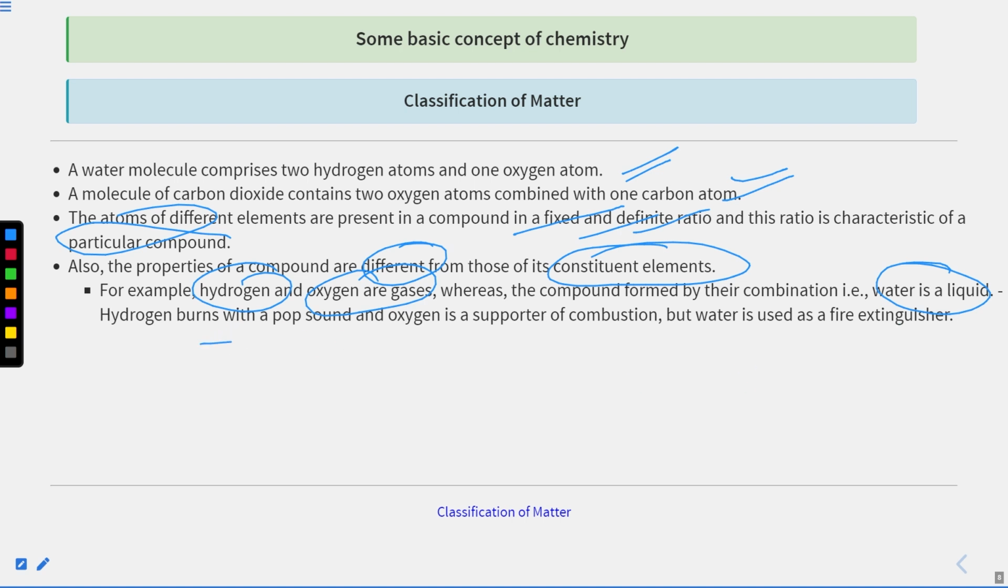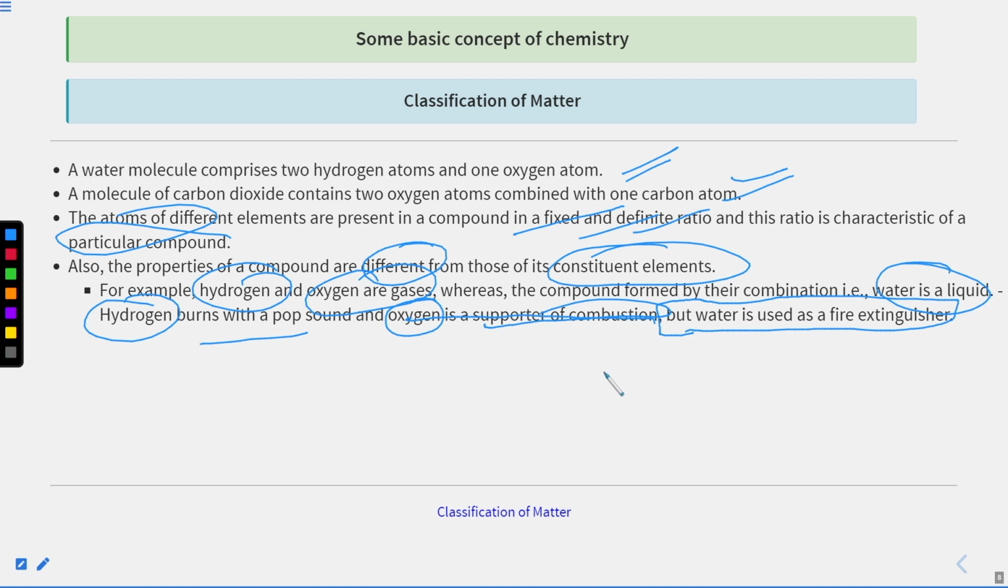Now, hydrogen burns with a pop sound and oxygen is a supporter of combustion, but water is a fire extinguisher. So if I talk about physical and chemical properties, suppose we expose hydrogen to fire, then it will burn with a pop sound. If I talk about oxygen, then it is a supporter of combustion. Whereas if you put water on fire, then it will extinguish it.